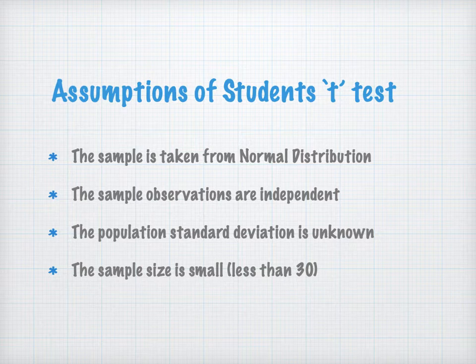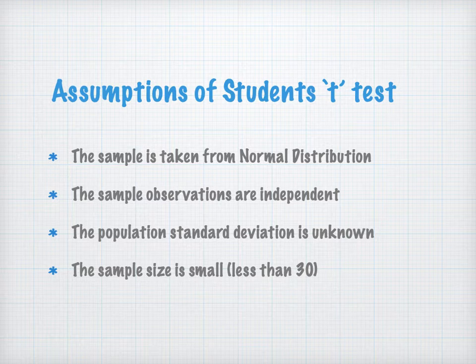Before moving on to what is a Student's t test, we shall see what are the basic assumptions that are required to perform this test. So the first one is the sample must be taken from a normal population or normal distribution. So the population must follow normal distribution. The sample observations must be independent. We usually take random samples, so we know the random samples are independent samples. Therefore, the sample observations are independent.